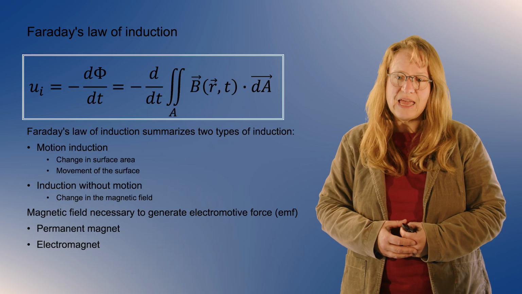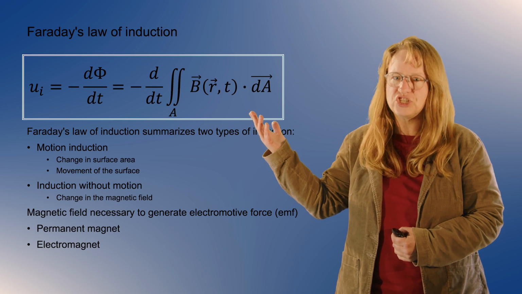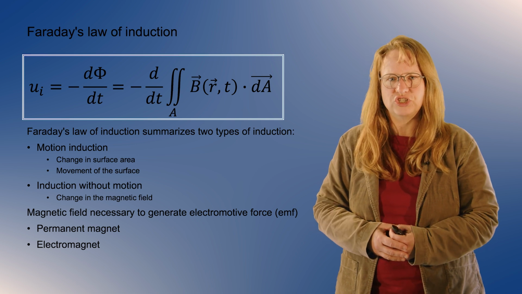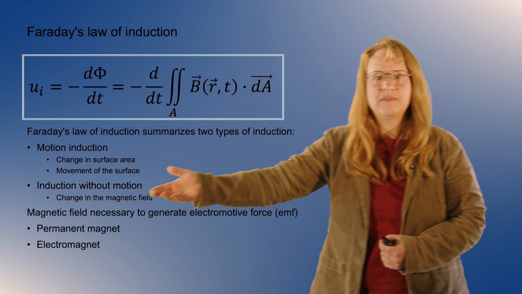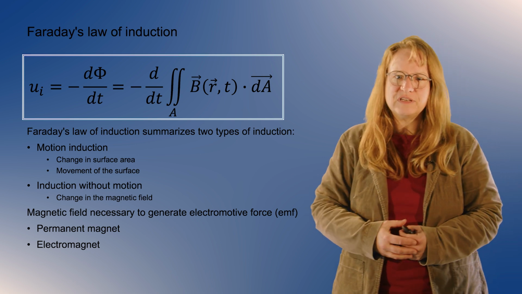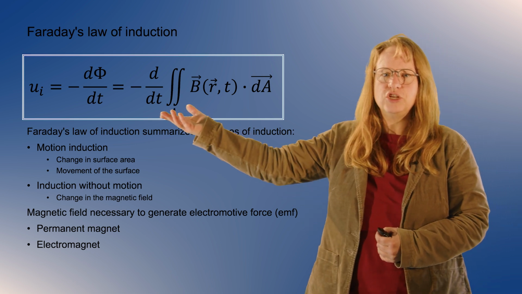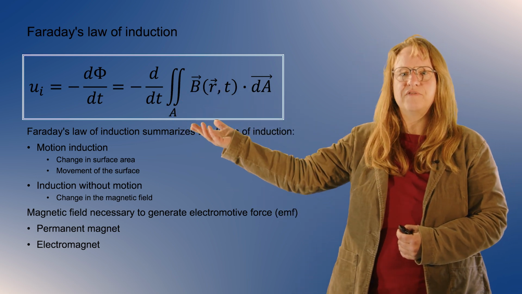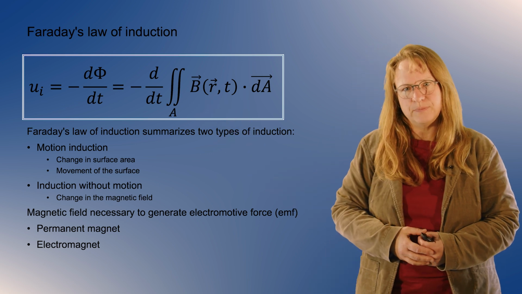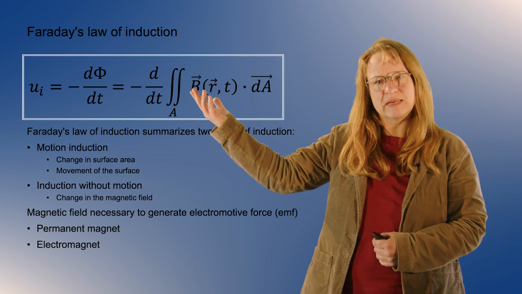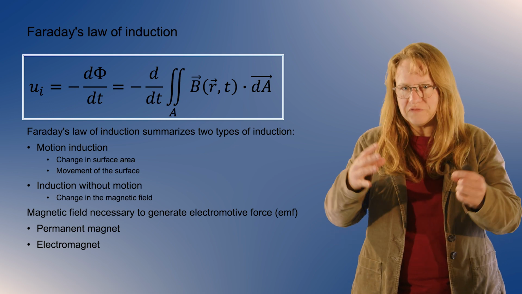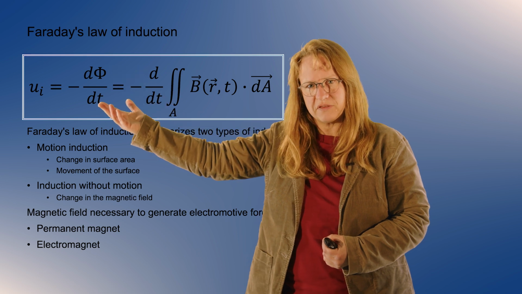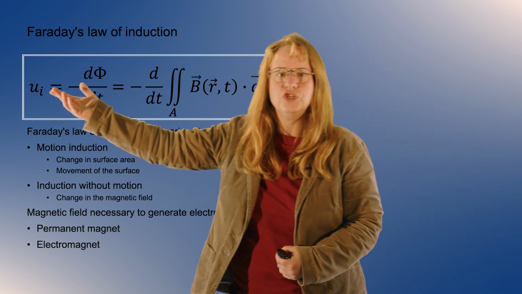In the past videos, I have talked a lot about Faraday's law of induction, and here you can see it again. Faraday's law of induction summarizes two types of induction: the induction with motion and the induction without motion. For the case of induction with motion, we can have a changing surface, and then this flux integral will change. Or also we can have a movement of the surface in the magnetic field. For the induction without motion, this magnetic field can be changing and the surface stays exactly the same. In both cases, we observe a change in the magnetic flux with time, and this results in an induced voltage Ui.